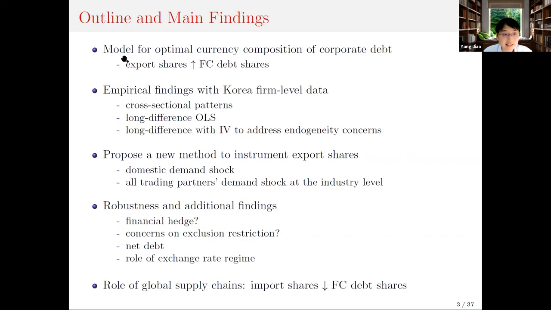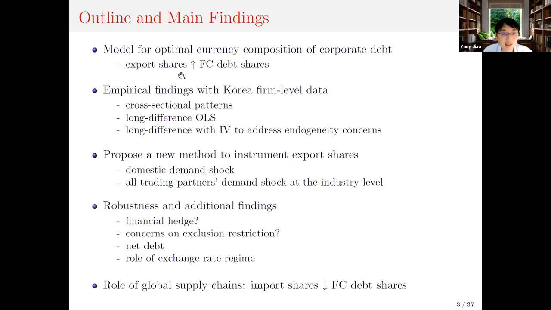So this is our outline. We will first provide a very stylized model of the endogenous currency composition choice on the debt side. Firms need to use debt to finance the project, but they need to decide the currency composition of the debt. They take their export and domestic sales opportunities as given. We will show that when a firm has a higher export share, it will endogenously respond by increasing its foreign currency debt share. The motive behind this result is that the firm tries to manage its aggregate risk. Okay, we will go into the details.